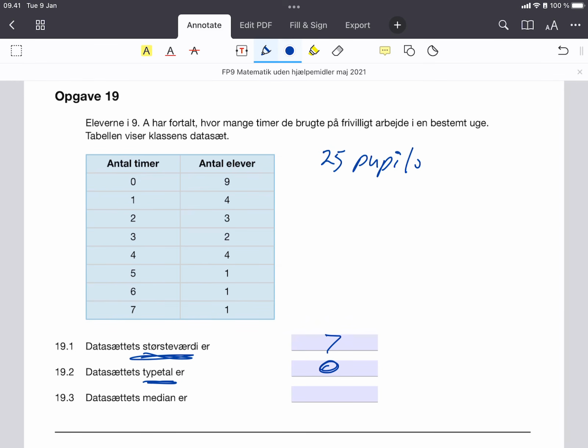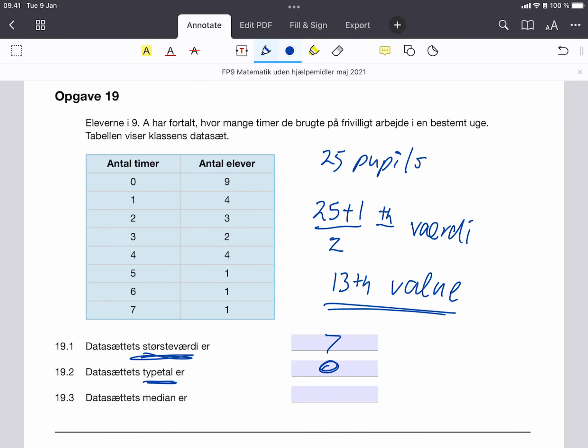And then the middle person is the (25 plus 1) divided by 2 value, so the 13th value. The median is the number of hours that the 13th person did. So if you stand them all in a line, the 13th person is the middle one.